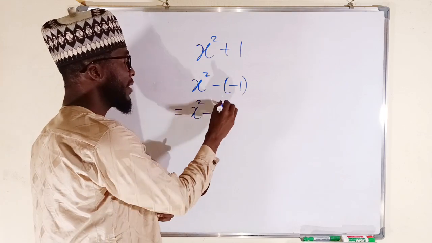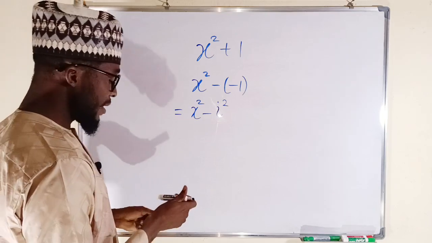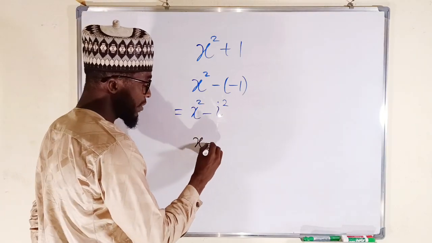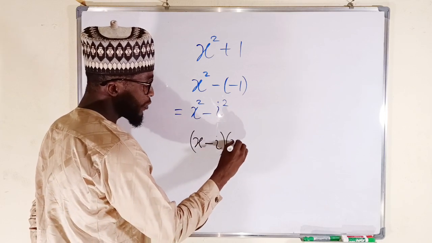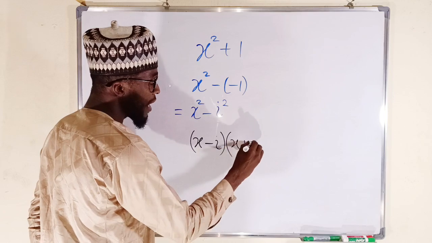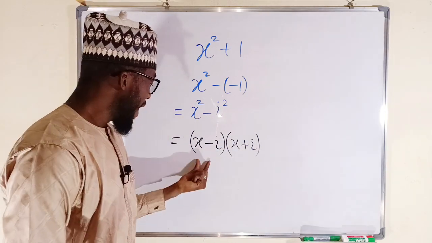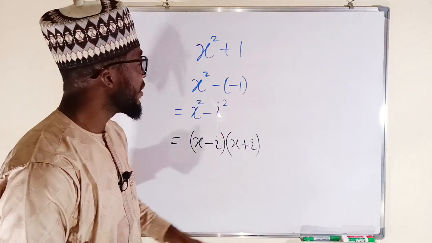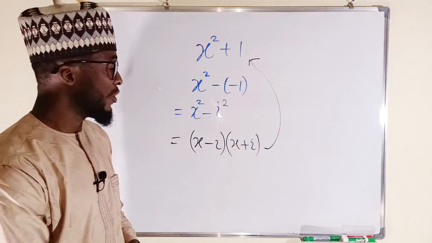Now we have difference of two squares. If you have difference of two squares, you can take the first term without power, x, subtract i without power. Then you multiply x without power, then you add i without power. Can you see? As simple as that. X minus i multiplied by x plus i is said to be the factorized form of this quadratic function.